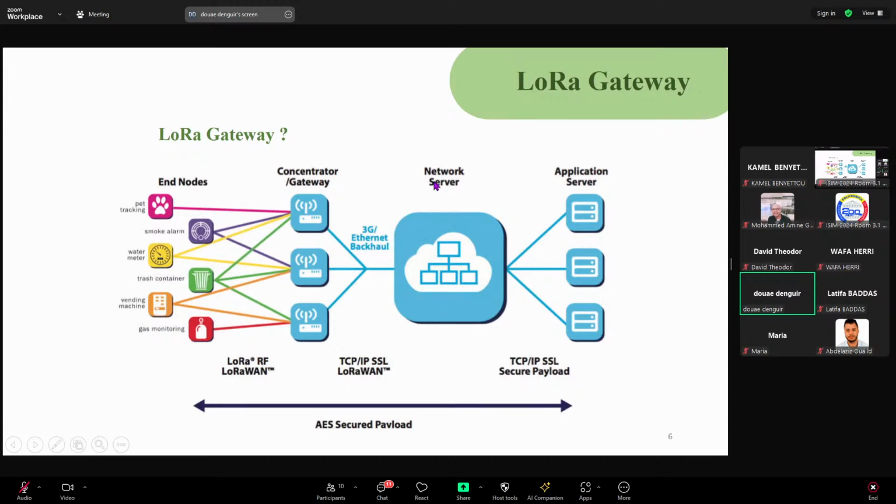After processing the data, the network server sends it to application servers for use. For example, a data analyst can get this data from the application server. Open-source platforms like ThingsBoard and Grafana, for example, are platforms for monitoring these different measurements or metrics received by the gateway and sent by the network server.